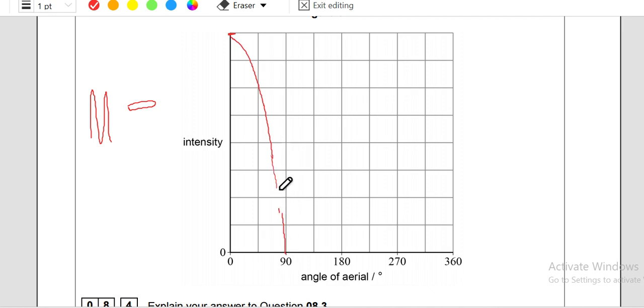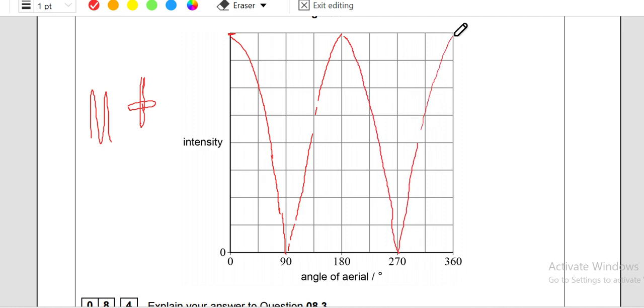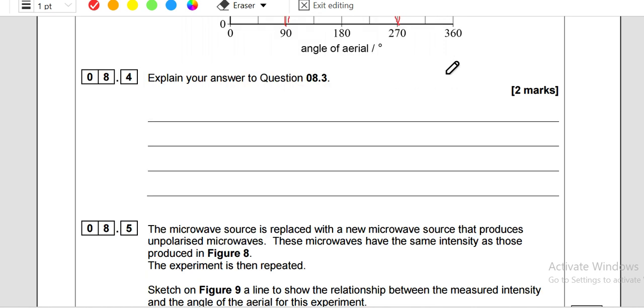Okay. Again, it will come up to maximum as the aerial rotates to a vertical position again, and so on: it goes to 0 when it becomes horizontal, and then again to maximum when it becomes vertical.